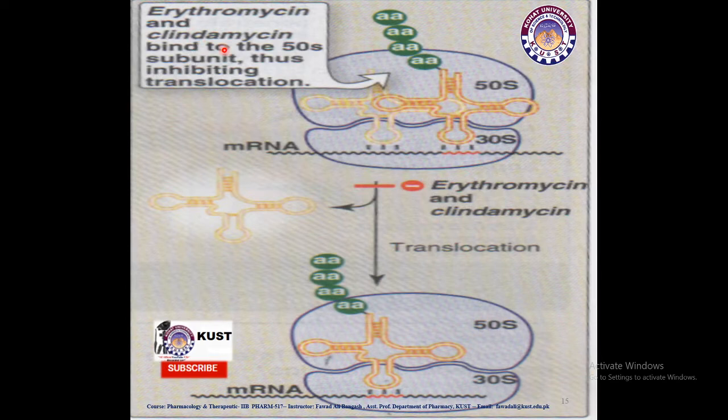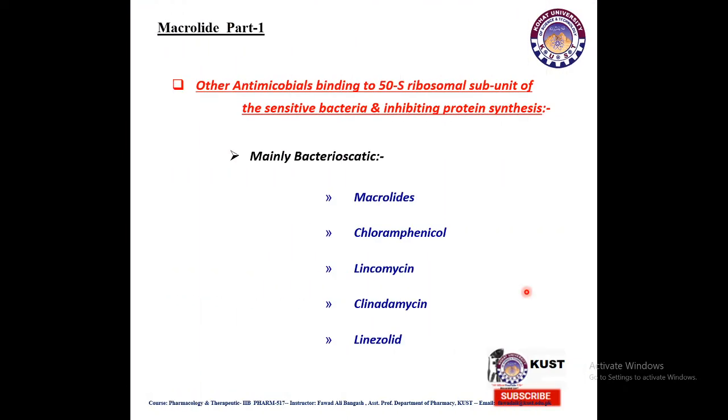So erythromycin and clindamycin bind to the 50S subunit. This is another diagram taken from Lippincott. This is the 50S ribosomal unit. This is the 30S ribosome. Erythromycin binds to the 50S ribosomal subunit and inhibits the translocation step. As a result, the ability of the ribosome to synthesize the polypeptide chain is inhibited by erythromycin, and hence protein synthesis is altered.